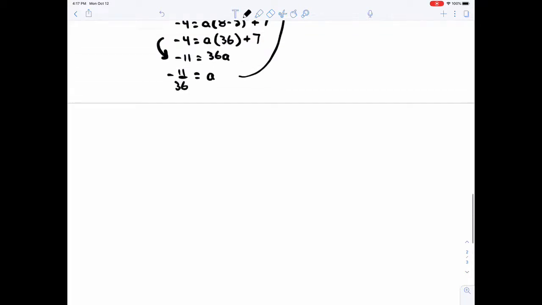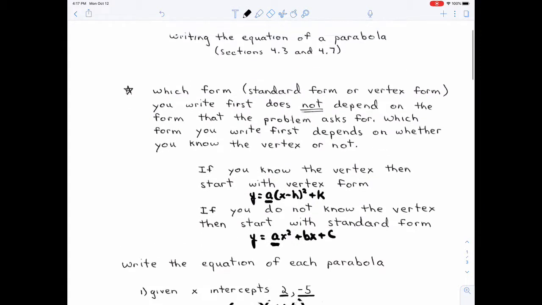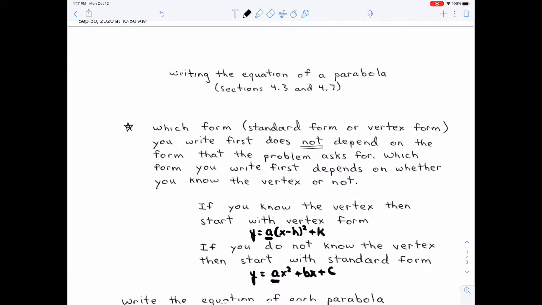Fun and games. Okay, just something I want to mention here real briefly. This is sections 4.3 and 4.7. I think there's one topic of problems in section 4.3, and then there's another topic in section 4.7. So you should make sure you do those, you pick those, just writing the equation of a parabola.